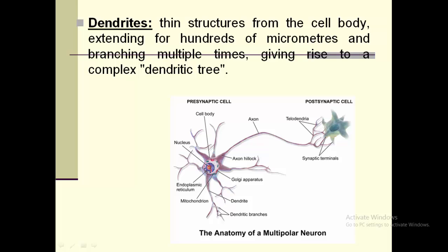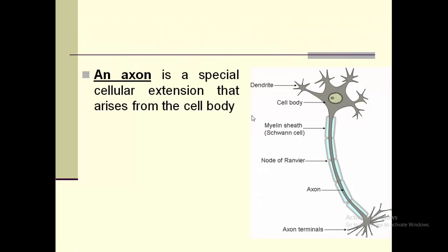الدندرايتس اللي هي البروسيسز أو الامتدادات اللي بتطلع من جسم الخلية نفسه أو من السيل بادي. These are thin structures from the cell body that extend مسافات، أحيانا hundreds of micrometers، قد تصل إلى أمتار، متر أو متر ونص كمان في بعض الأحيان. And branching multiple times giving rise to a complex dendritic tree. هو ده اللي بيعمل لنا الشبكة العصبية.